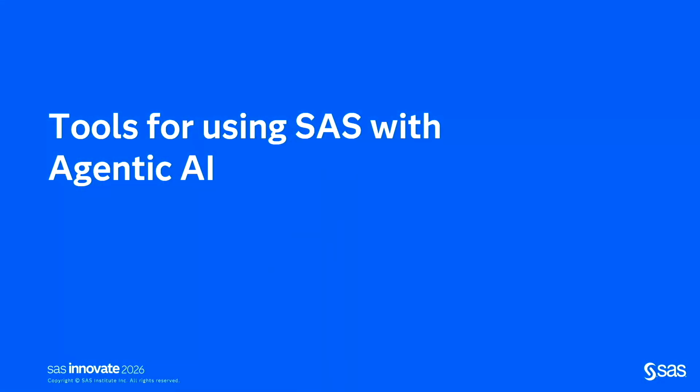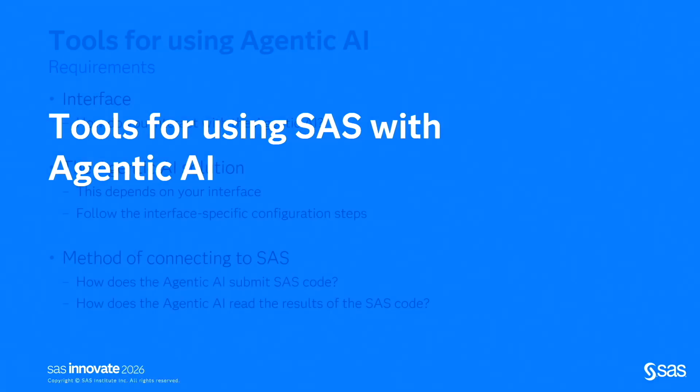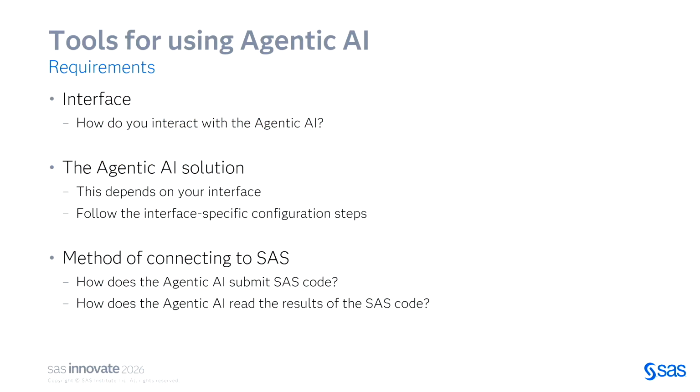All right. So now we've talked about what is agentic AI. Now, how do we use it? There's 3 things we're going to talk about. We're going to talk about the interface. How do you actually give the prompt? How do you actually talk to it? The agentic AI solution itself, that's the Claude or the Codex or whatever. And then the method of connecting that AI solution to SAS. Okay? How does it run code? How does it get the output?